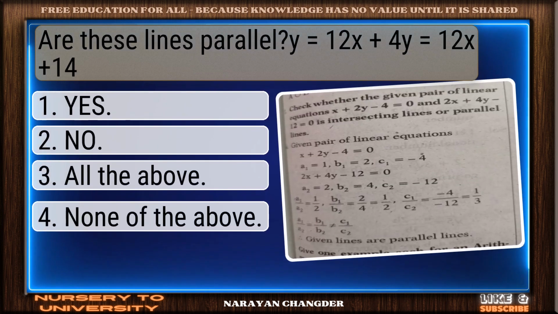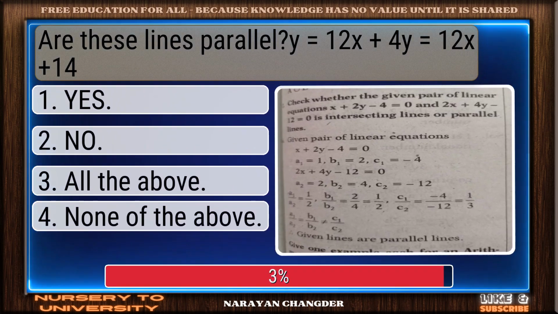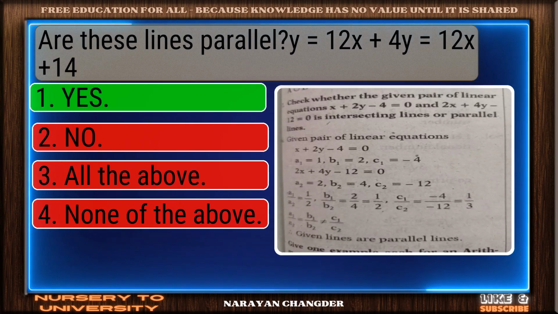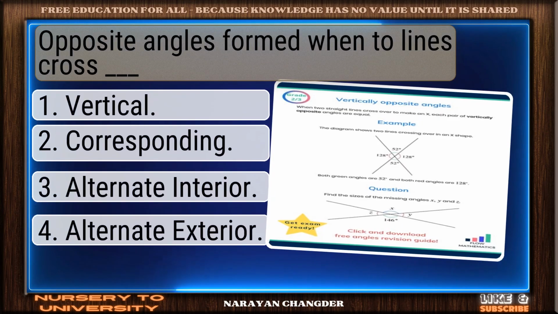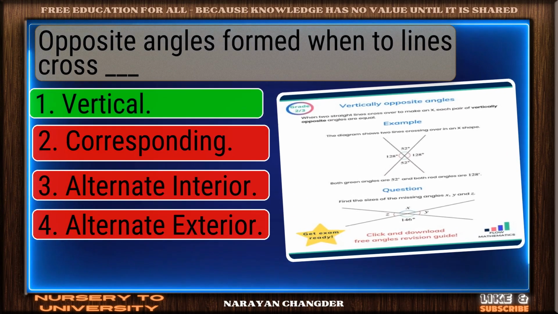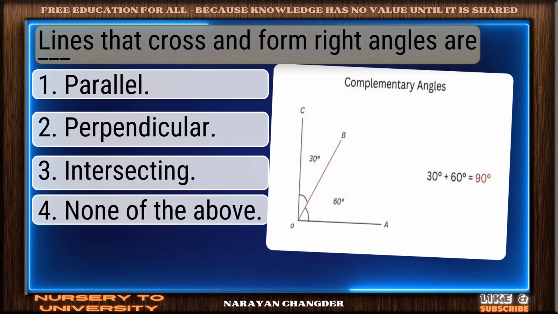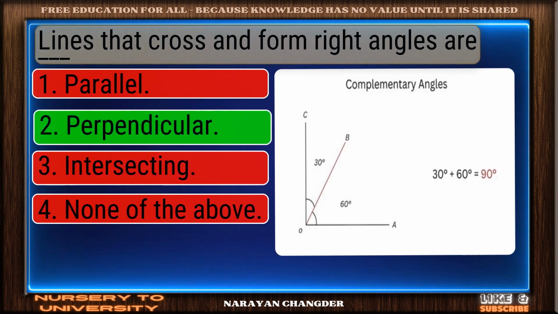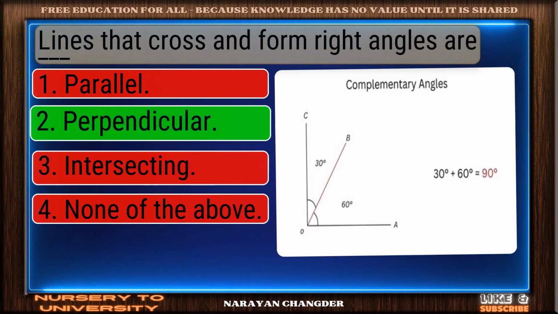Question number 199. Are these lines parallel? y equals 12x plus 4, y equals 12x plus 14. You got it. Your choice yes is right. Question number 200. Opposite angles formed when two lines cross dash. Correct. Vertical is the right answer. Question number 201. Lines that cross and form right angles are dash. Solid response. Perpendicular is a valid choice.